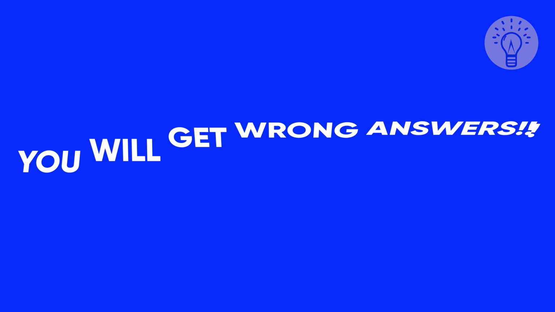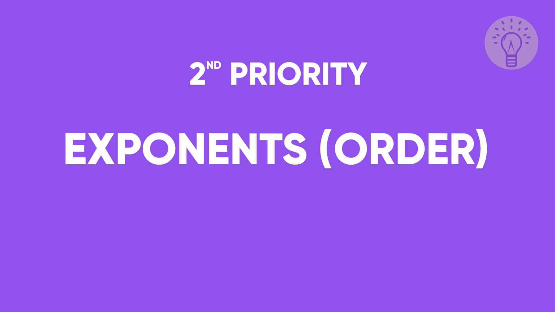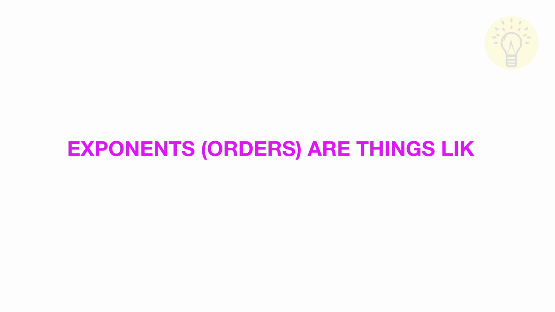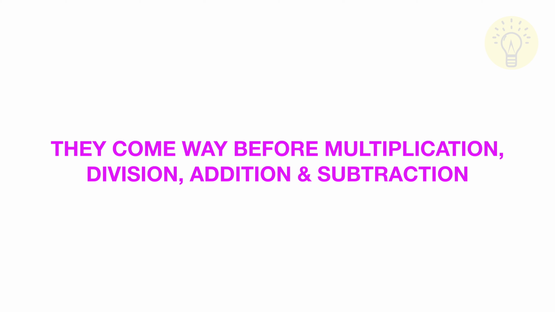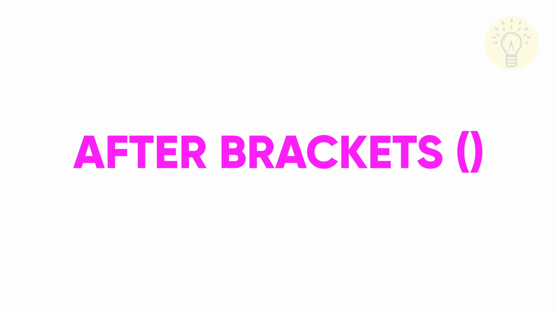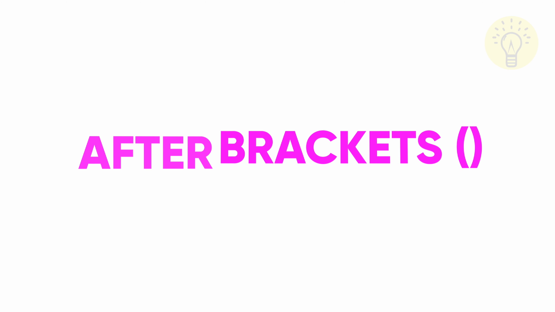Now, let's move on to the next operation, which is prioritized after brackets. That is exponents, or orders. So what are exponents or orders? They are powers or roots of a number, and they come way before multiplication, division, addition or subtraction, after brackets. So the second priority goes to exponents.